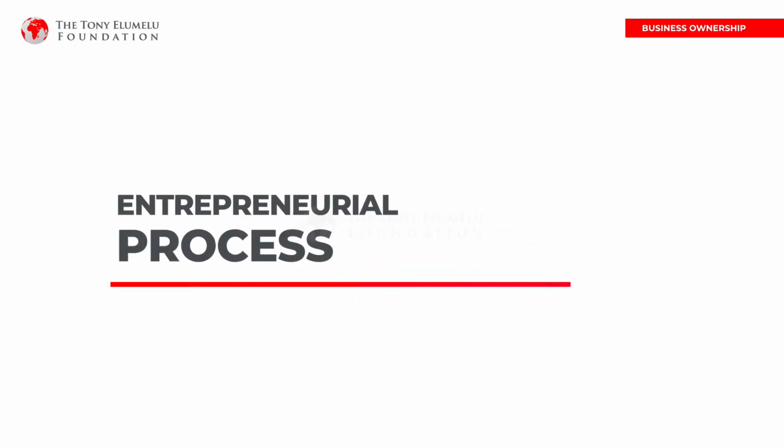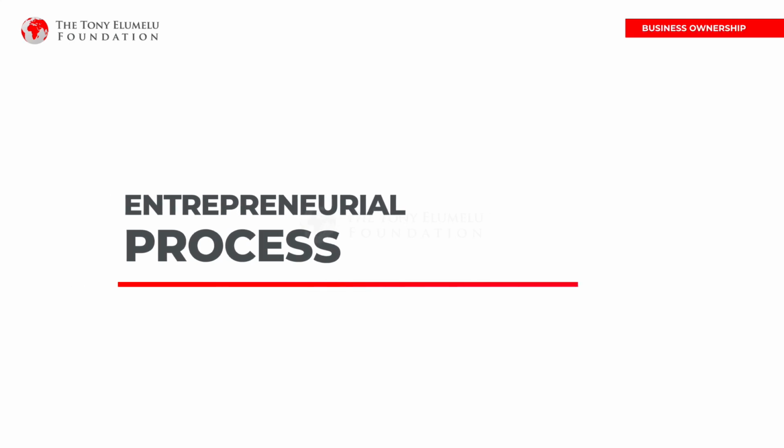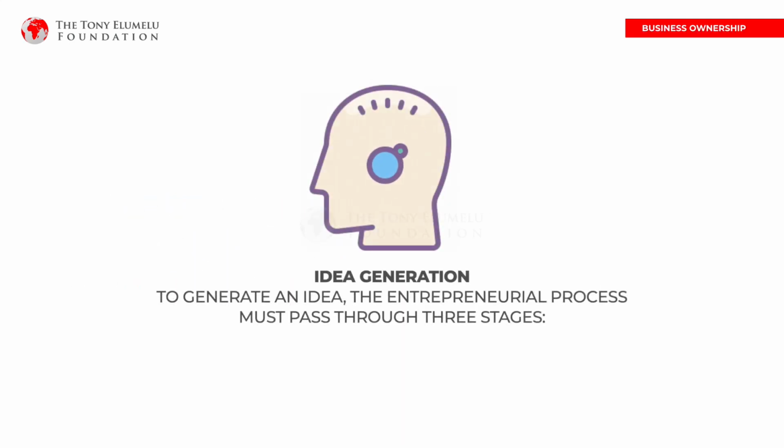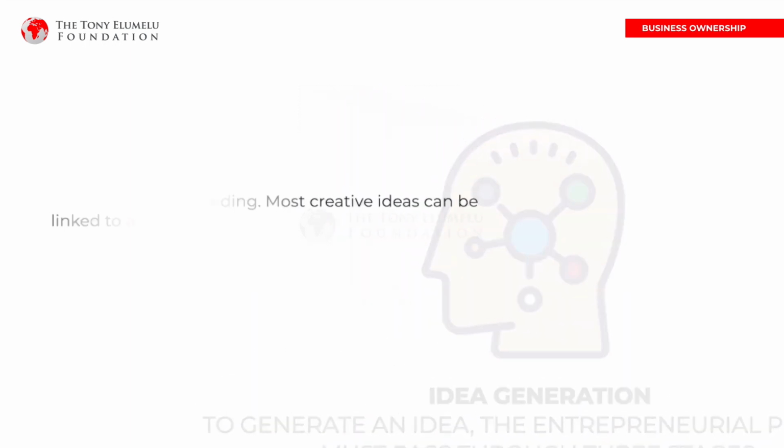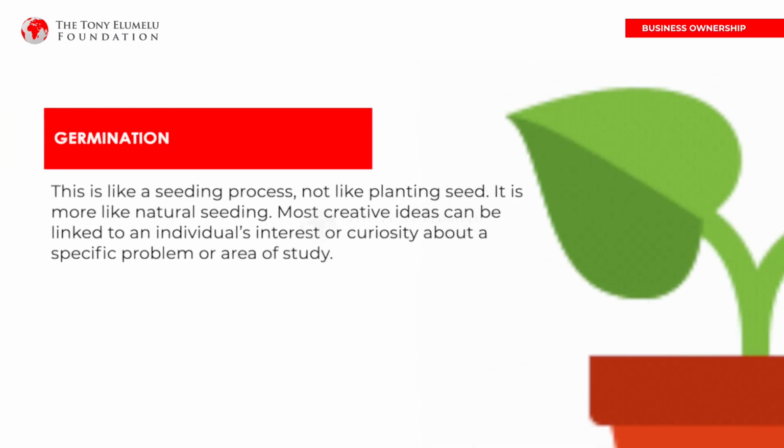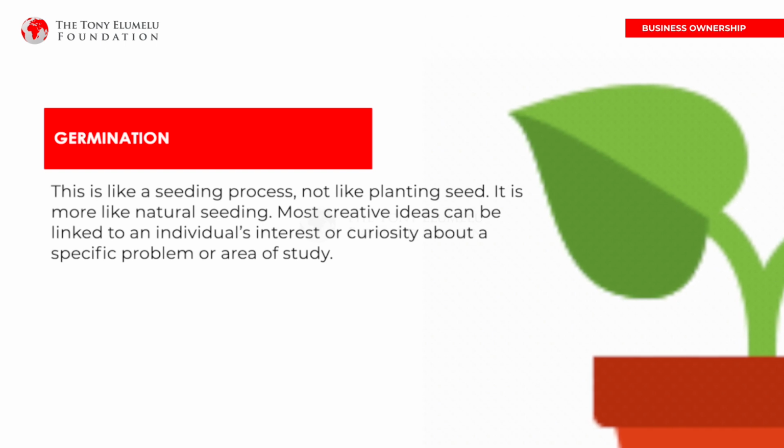The entrepreneurial process. Idea generation. To generate an idea, the entrepreneurial process must go through 3 stages. Germination. This is like a seeding process, not like planting a seed. It is more like natural seeding.